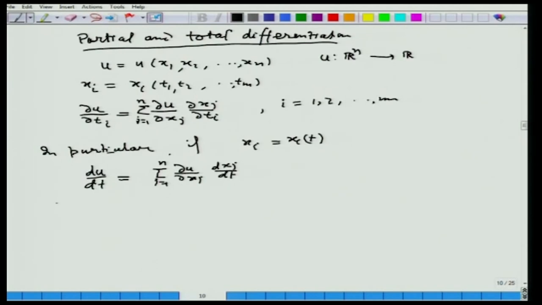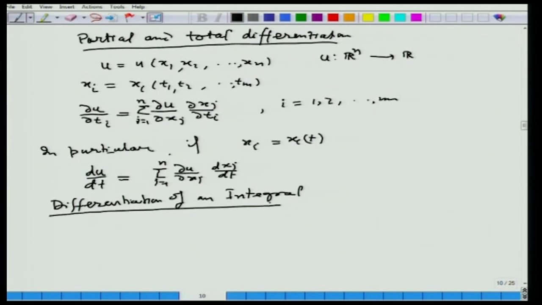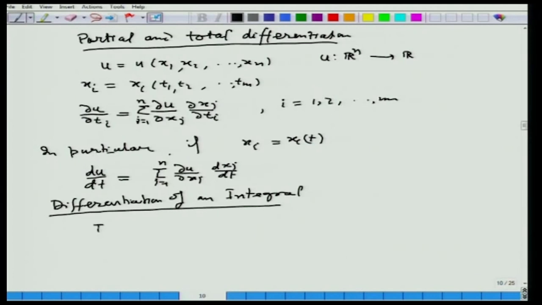Now, the next topic would be differentiation of an integral. At several places, we will have integrals coming into our picture as functionals, and we will be required to differentiate them with respect to the arguments appearing in the integrand. So, here take I of a certain variable t, the integral from x1 of t to x2 of t of f, let us say, of x and t, dx.